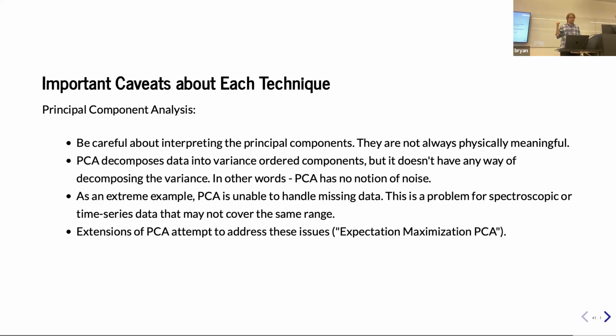And the extreme example of this is that it doesn't know what to do with missing data, right? A lot of data sets that you encounter in person are simply missing values. And that's a really extreme example of not knowing where the variance in the data comes from. There are extensions of this. You can look up the phrase expectation maximization PCA, which is a bunch of jargon, but that's another standard technique that you can think about for handling missing data.